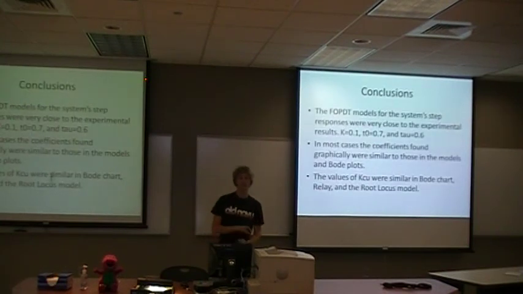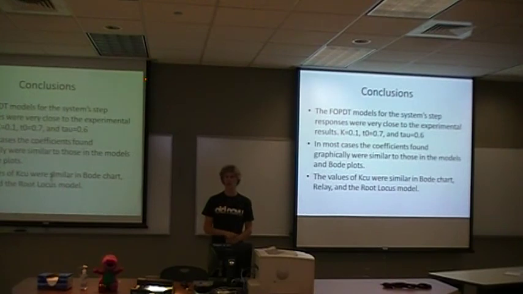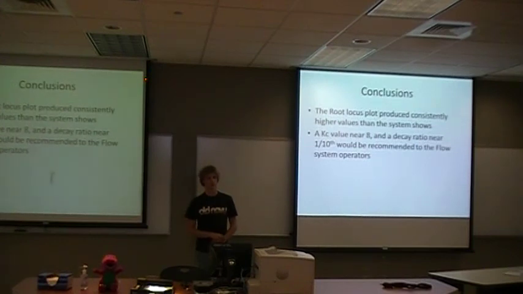In conclusion, the FOPDT models for this system's step response were very close to experimental results. Our K came out at 0.1, T naught was 0.7, and tau was 0.6. In most cases, the coefficients found graphically were similar to those in the models and the Bode plots. The values of KC were similar in the Bode chart, the relay, and the root locus model. The root locus plot produced consistently higher values than the system shows.